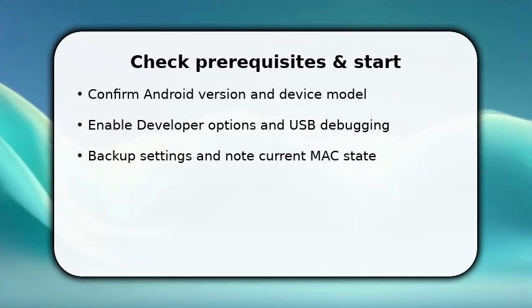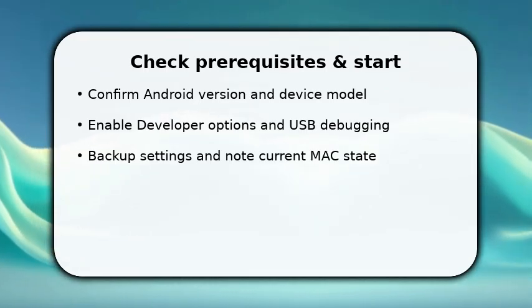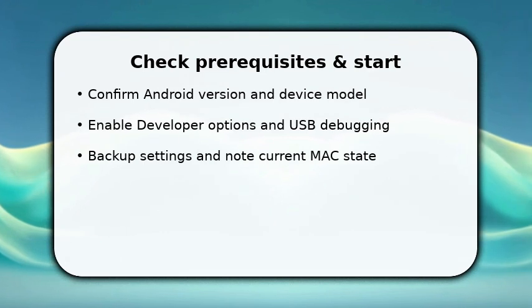Now connect the phone to a PC if you'll use ADB. Otherwise, stay in settings. This prepares you to take the first corrective actions without guessing.